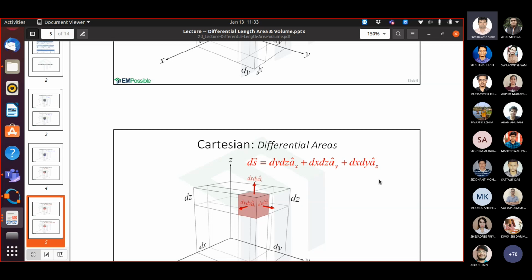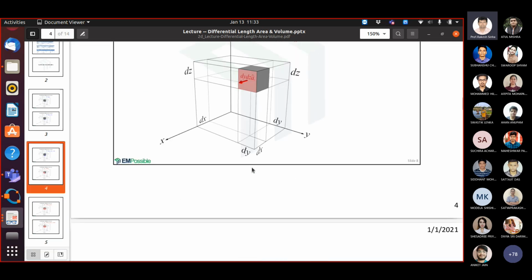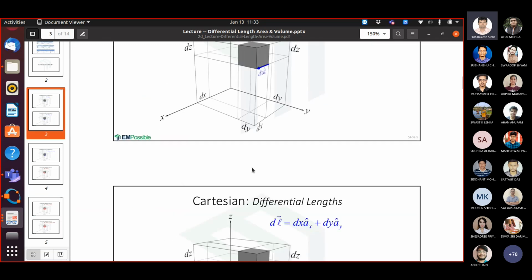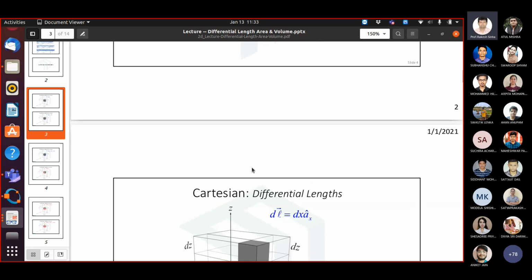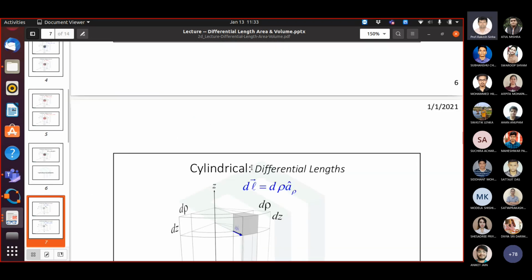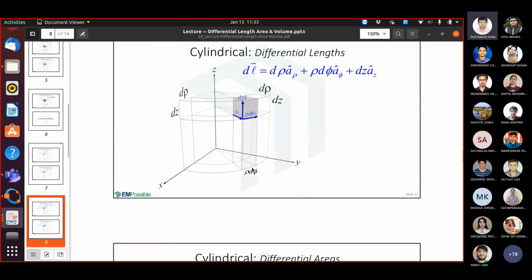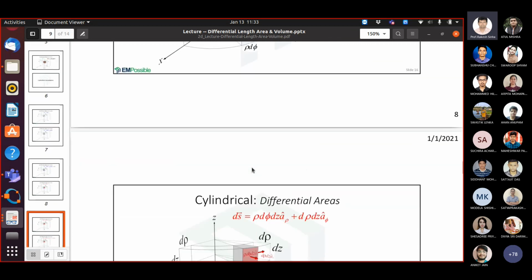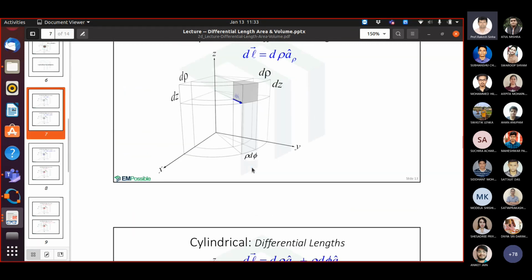Also, let's say you have a vector having a certain surface integral. In that case dS is very helpful. Or if you have a certain line integral, then the differential length is very helpful. Or if you have a certain volume integral, let's see what the differential volume is. The same thing has been represented in a different system.